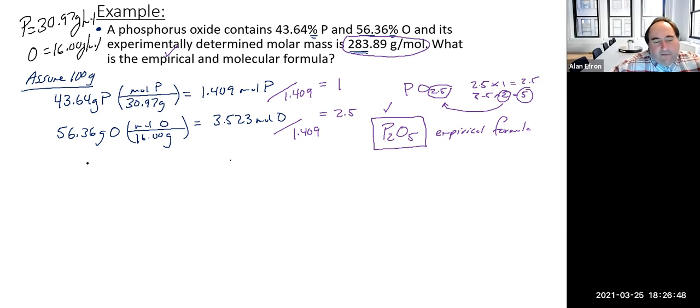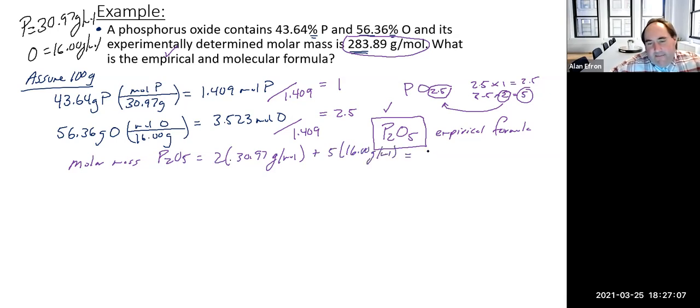So the molar mass from the periodic table of our P2O5 is 2 times 30.97 plus 5 times 16. And I think about 141.9 grams per mole would do it for us.